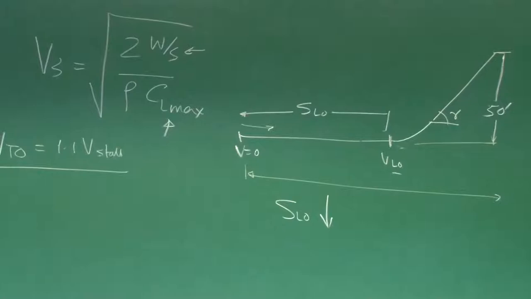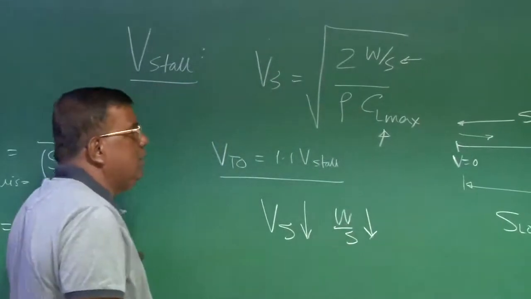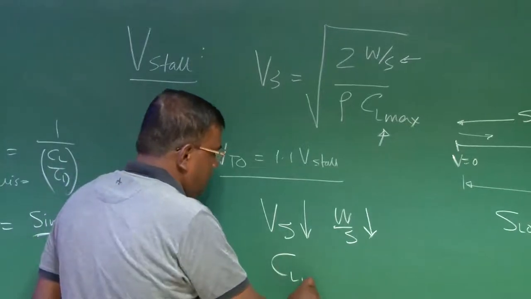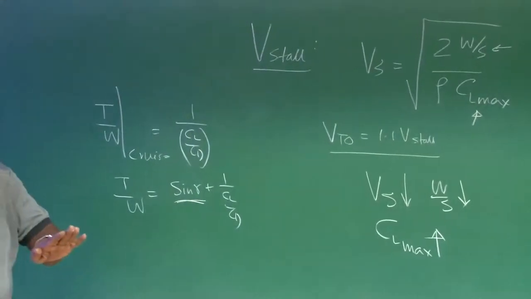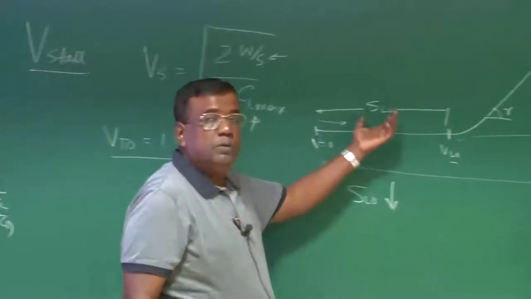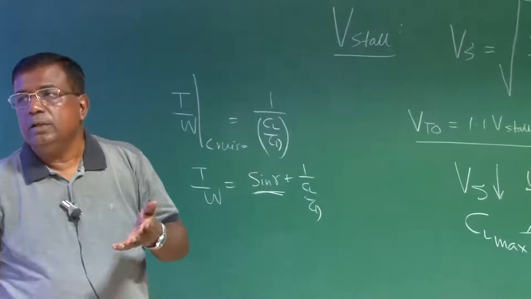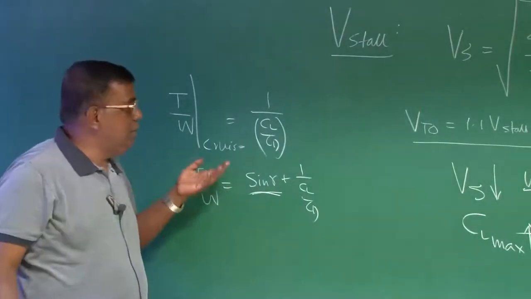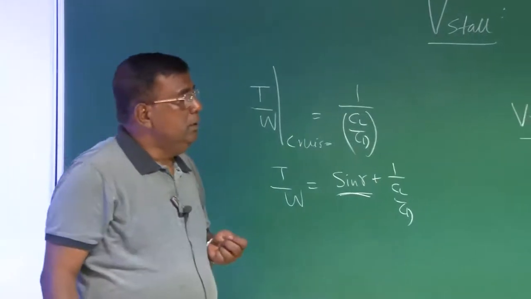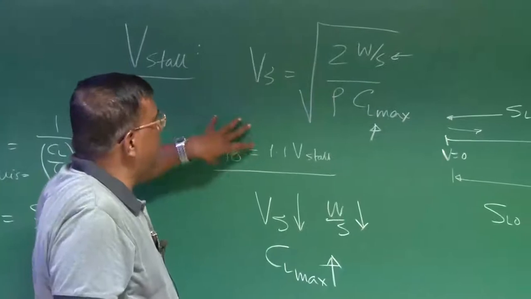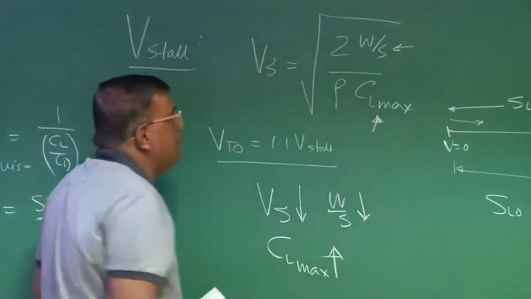So a designer will always look for this: if I want to reduce V stall, I will see that W by S is lower or CL max I increase. Because if I can locally increase CL max during takeoff, then I will be able to handle this issue, knowing very well that if I keep a higher CL max, there will be higher induced drag, right? But during cruise, I do not require that much CL max because CL requirements at that time are not that high, maybe 0.2, 0.3. So the whole attention, when you talk in terms of V takeoff, which is some percentage of V stall, goes towards CL max. How can I increase CL max?